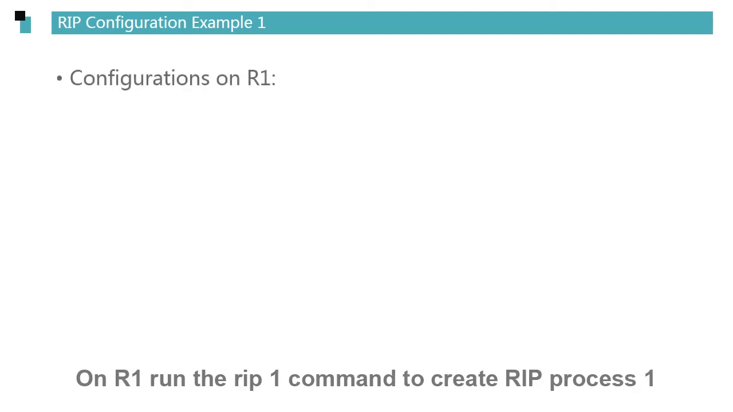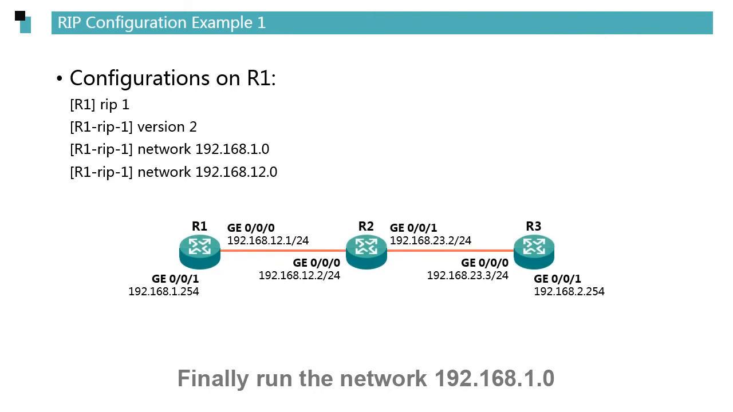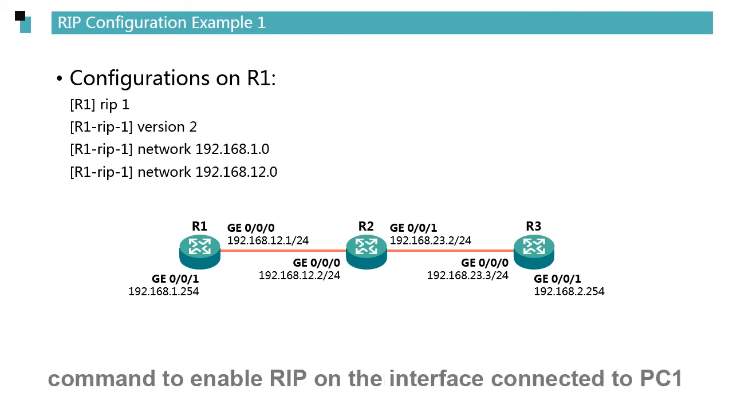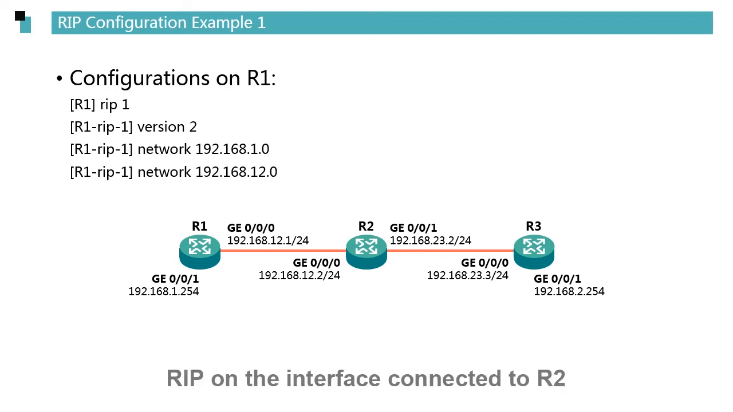On R1, run the rip 1 command to create RIP process 1, then run the version 2 command to set the RIP version to 2. Finally, run the network 192.168.1.0 command to enable RIP on the interface connected to PC1, and the network 192.168.12.0 command to enable RIP on the interface connected to R2.